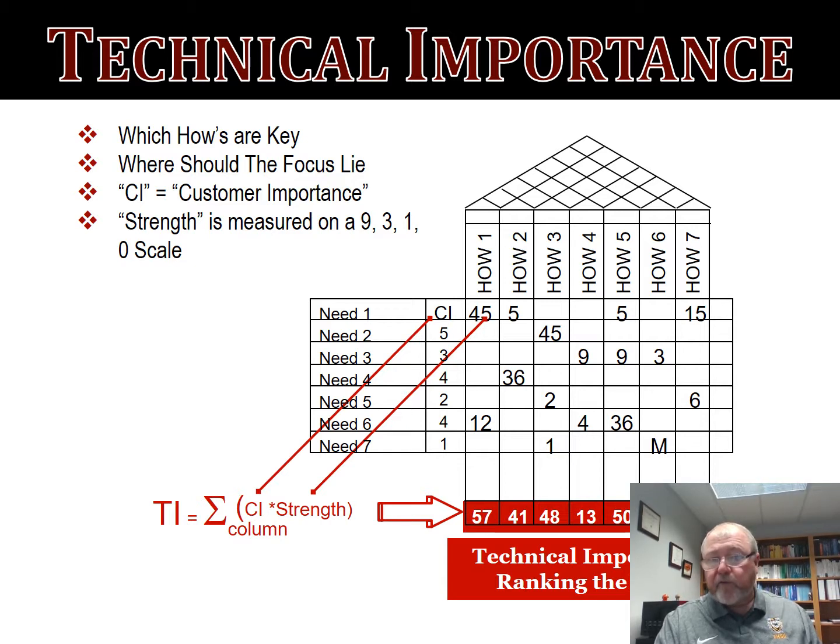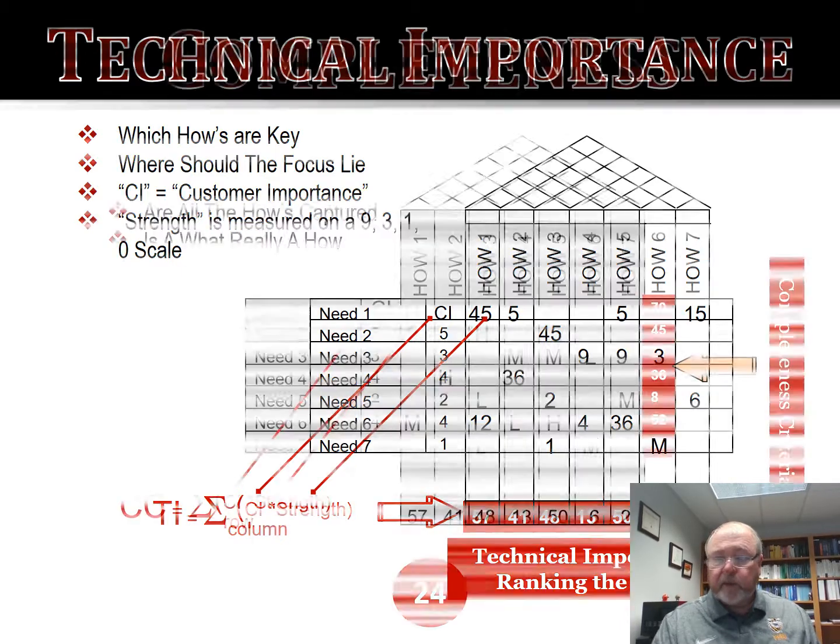Remember that we had a 5 for the importance of need 1, a strong relationship, that was an H. The numerical corresponding value, a 9. 5 times 9, 45. 4 times this was a moderate. 3 is 12. 45 plus 12, 57. Bigger numbers, more importance for the attribute.